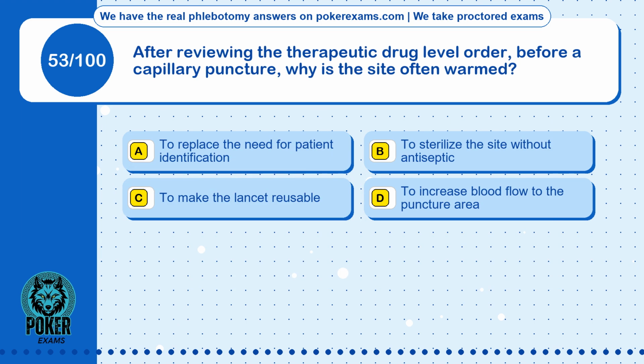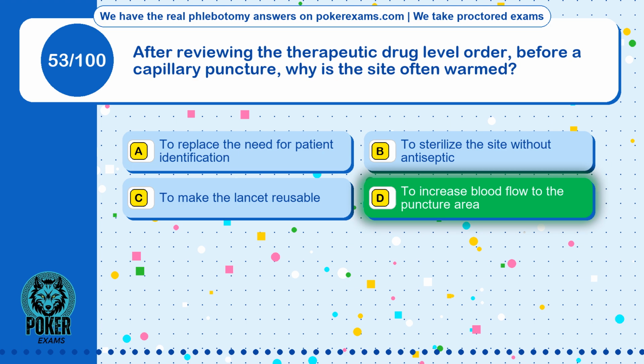Question 53. After reviewing the therapeutic drug level order, before a capillary puncture, why is the site often warmed? Option A. To replace the need for patient identification. Option B. To sterilize the site without antiseptic. Option C. To make the lancet reusable. Option D. To increase blood flow to the puncture area.